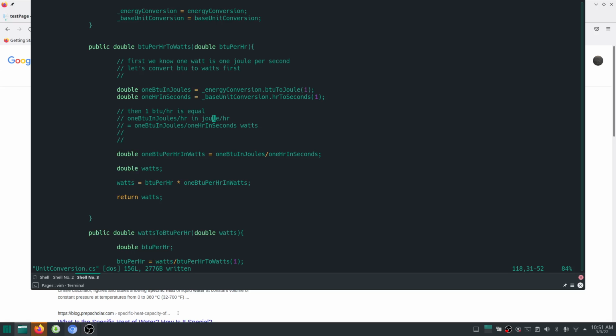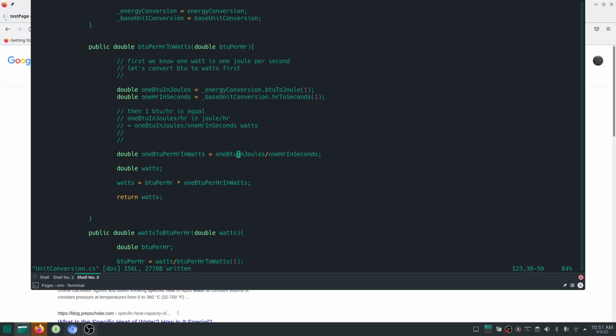Okay, so I want to calculate 1 BTU per hour. We first convert the 1 BTU to joules per hour, and then we convert the time thing to how many watts, 1 hour in seconds. So there's that conversion factor down there that I'm trying to do here. It's a little bit hard to write it out in the comments, but if you've done unit conversion before, this should be quite straightforward.